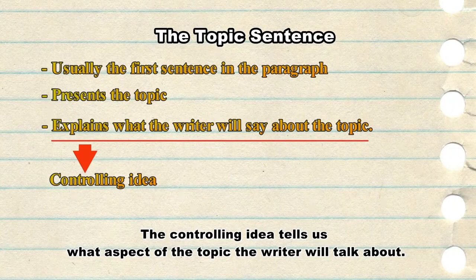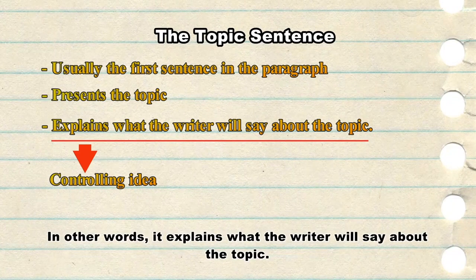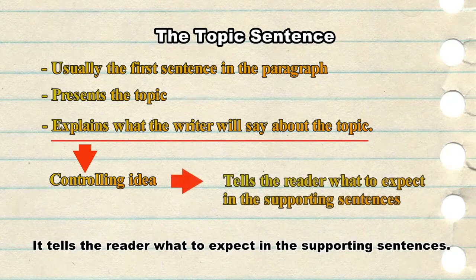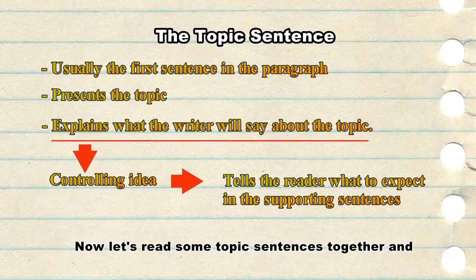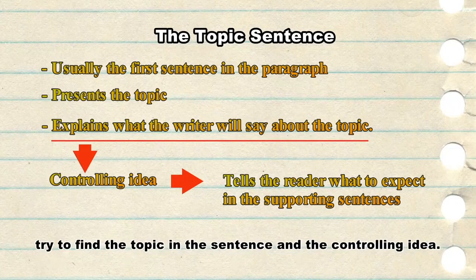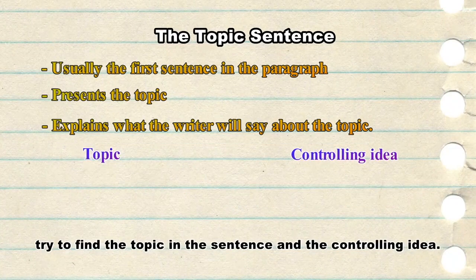what aspect of the topic the writer will talk about. In other words, it explains what the writer will say about the topic. It tells the reader what to expect in the supporting sentences. Now let's read some topic sentences together and try to find the topic in the sentence and the controlling idea.